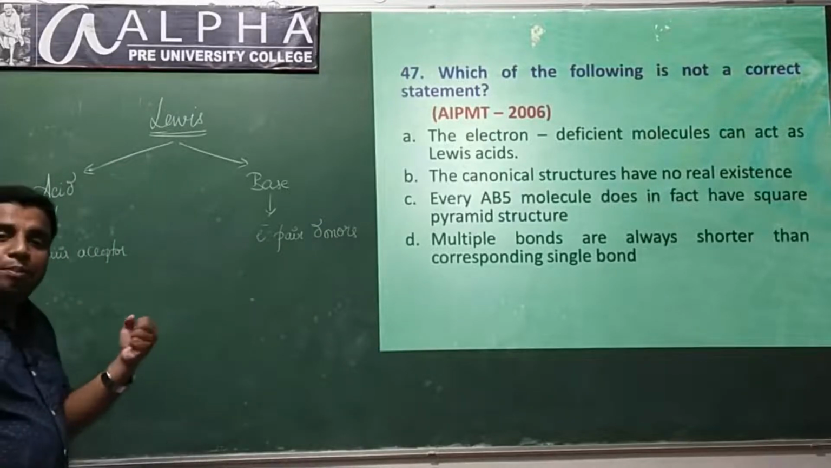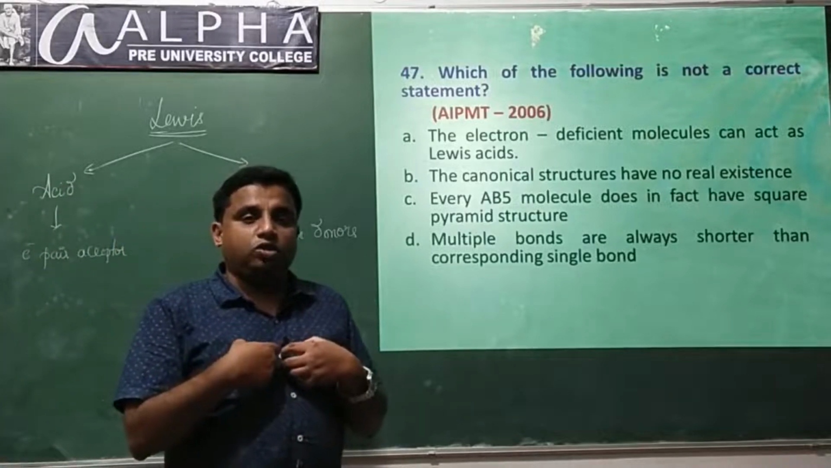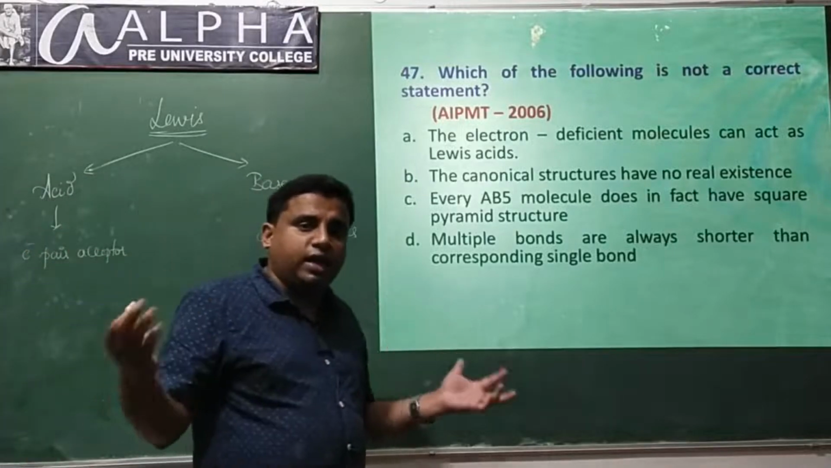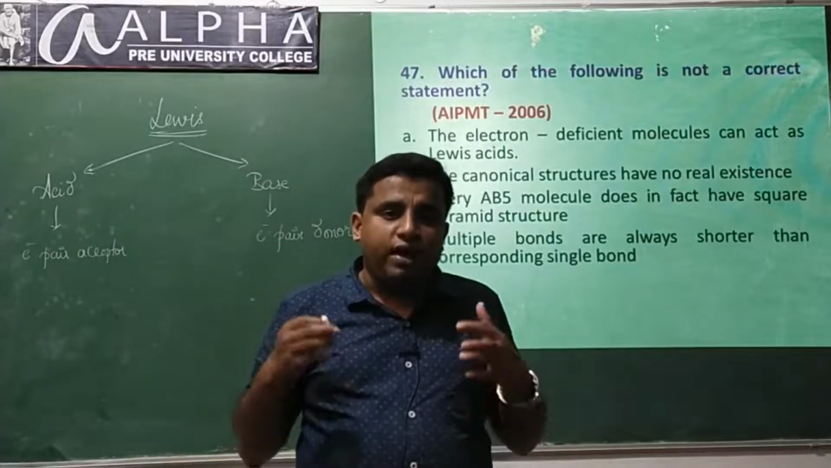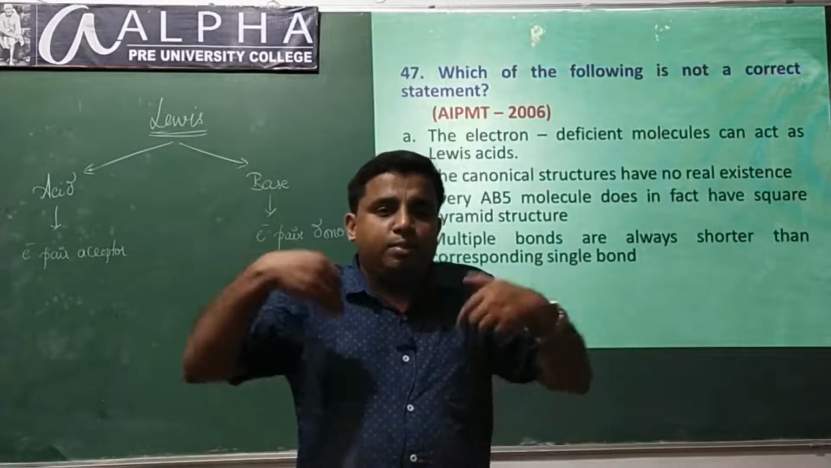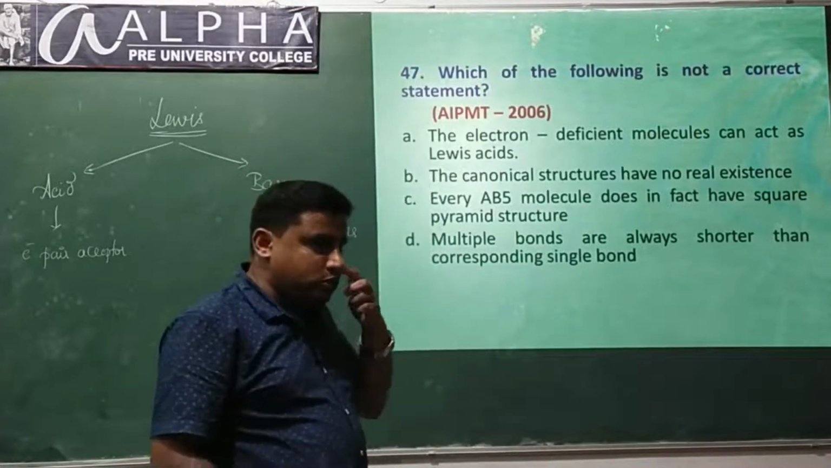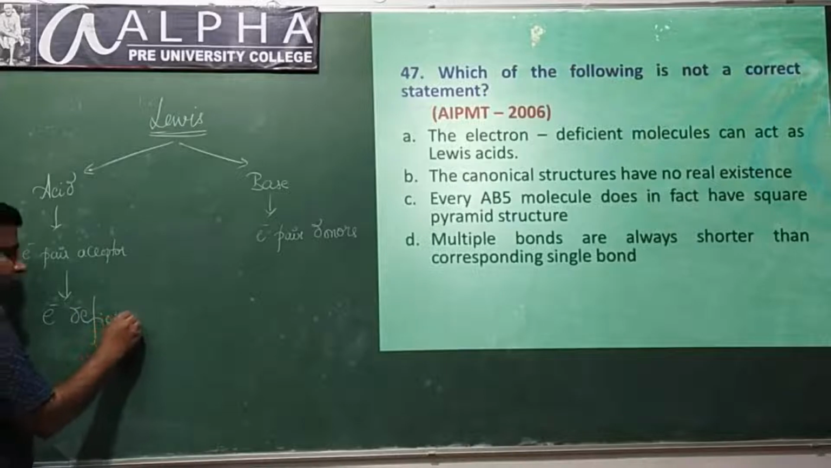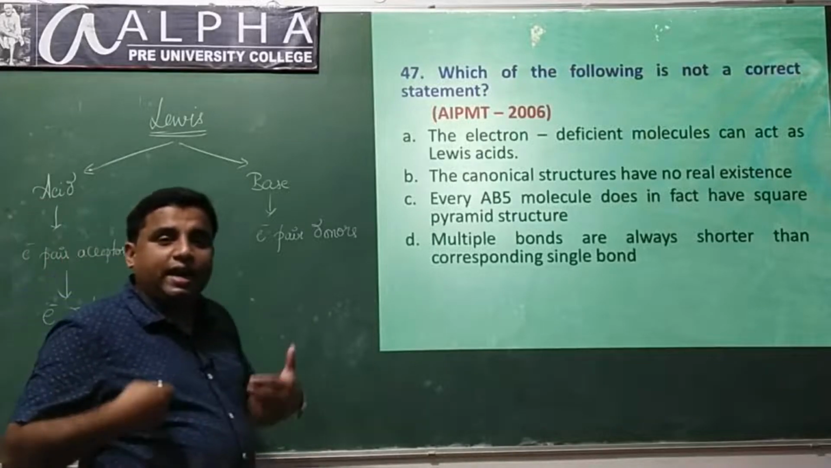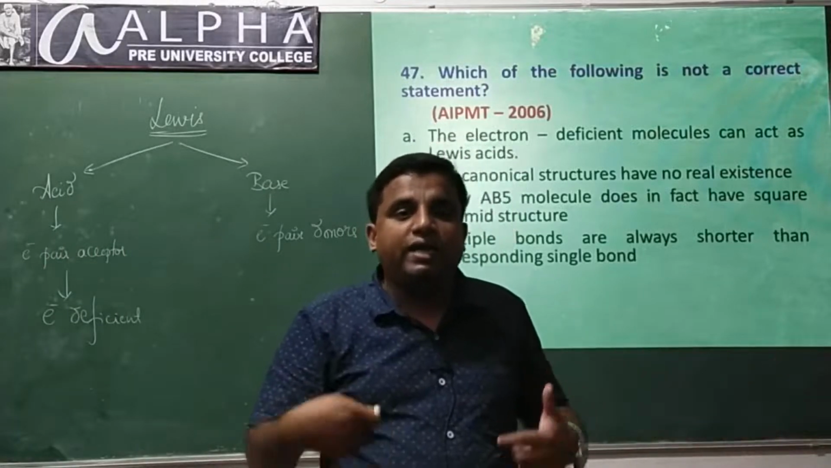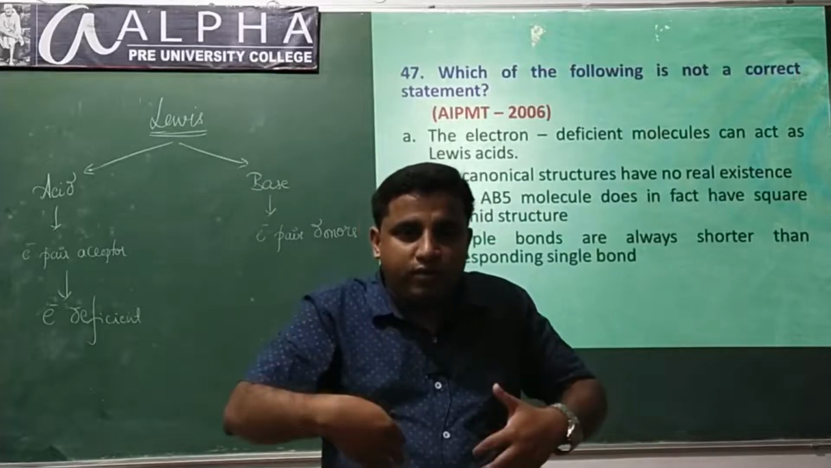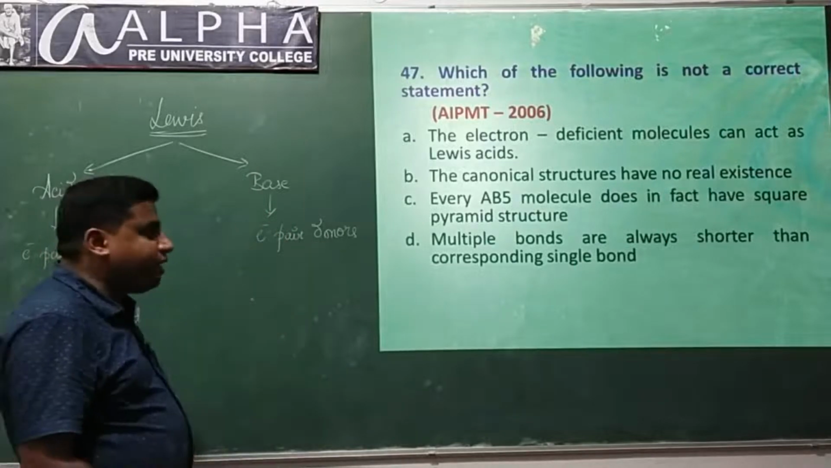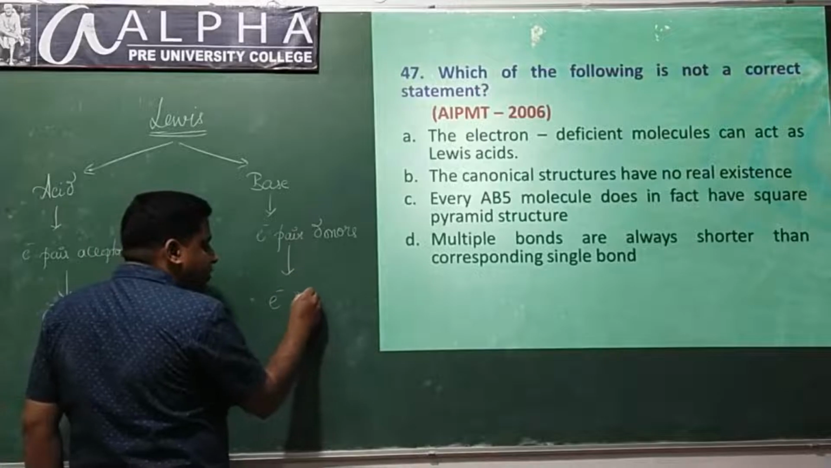If a species has to accept electrons, that means it is electron deficient. If I am electron rich, why would I accept electrons? If I am accepting electrons, I am deficient of electrons. So Lewis acids are electron deficient species. I will donate electrons only when I have an excess of electrons. So bases, the electron pair donors, donate electrons only when they are electron rich.